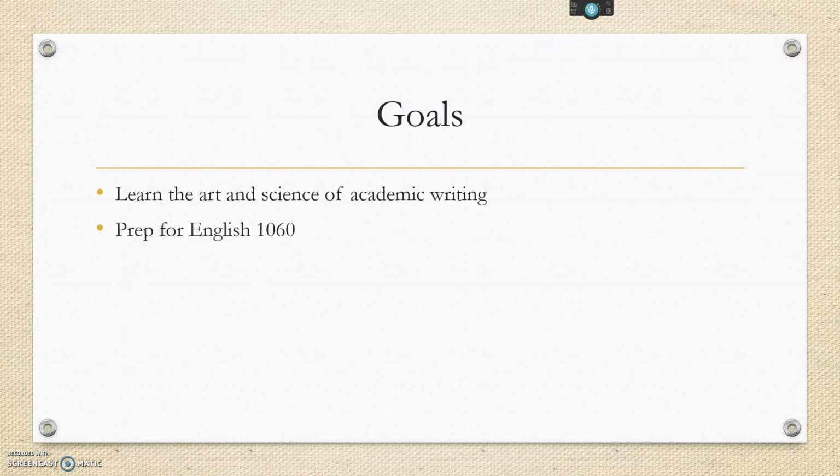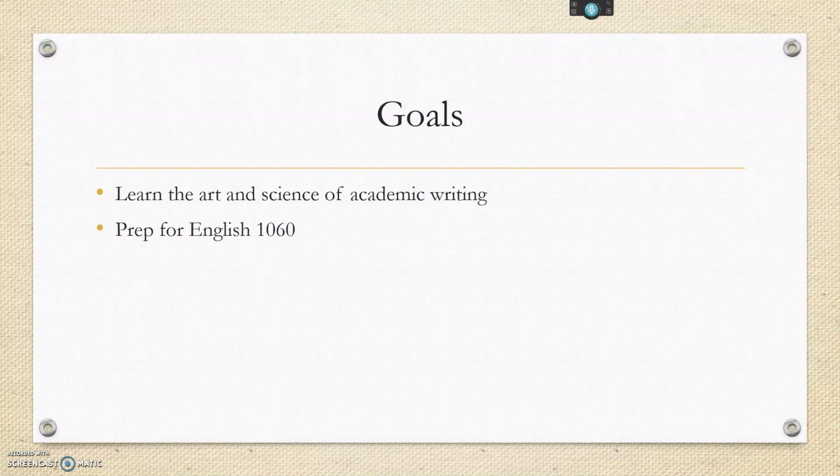The other goal, and to some extent the more official goal as far as my bosses are concerned, is to prepare you for the next course in the Terra system, which is English 1060.